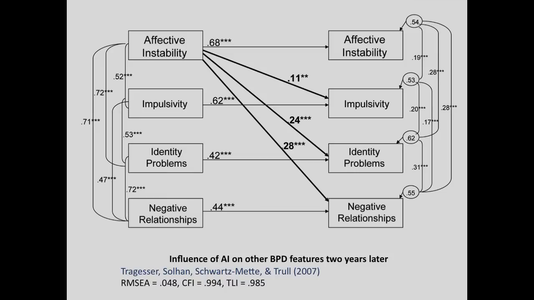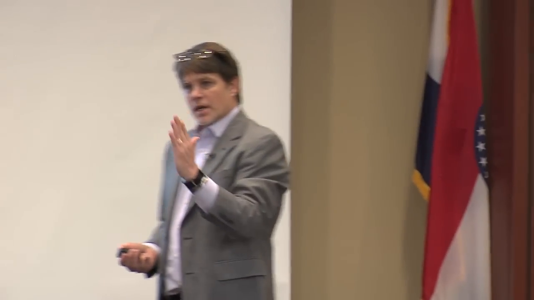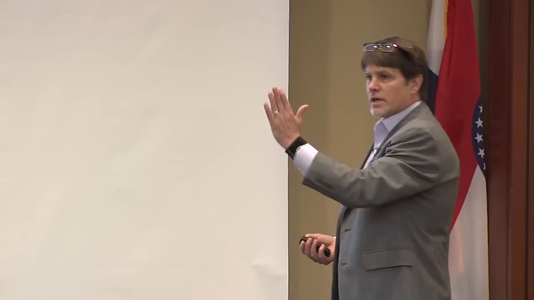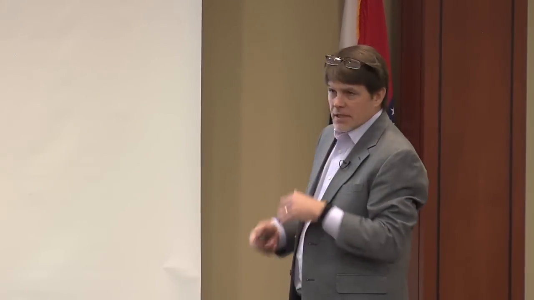So affective instability, emotion dysregulation, impulsivity, identity problems, and here, negative relationships. This was our measure of interpersonal problems, if you will. This is the best fitting model. What we wanted to do is to try to predict basically from wave 1 to wave 2, and we looked at a variety of different models where one or two components would be used to predict changes or increases in problems in these areas 2 years later.